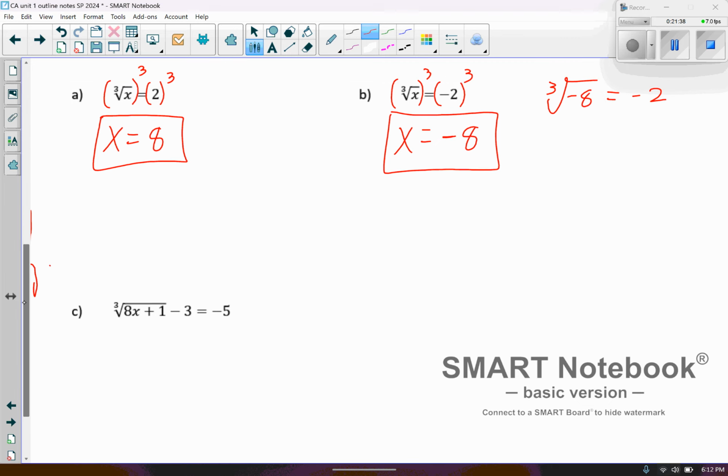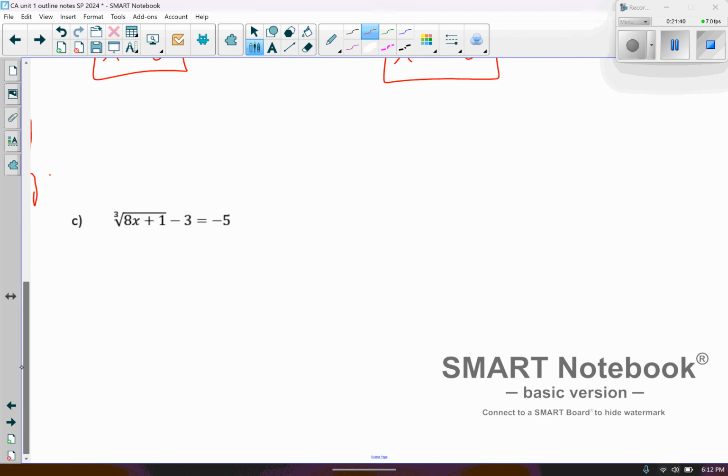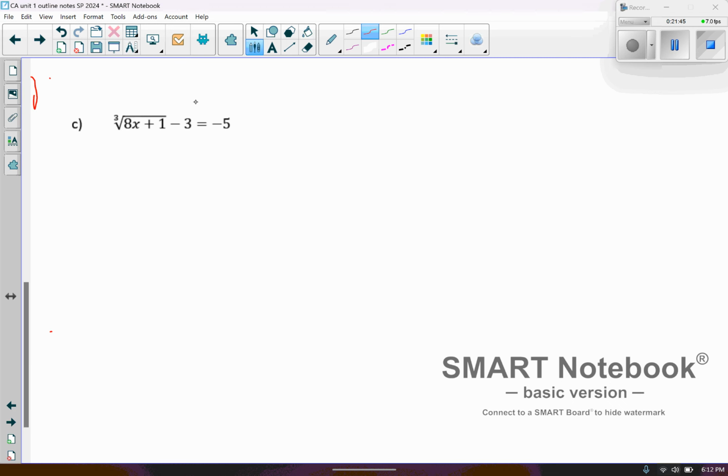Okay, our last example, we actually didn't have to do this on any of the square roots, but you have to isolate the radical. So anything that's not part of the radical, you actually need to move to the other side of the equation. So what I need to do on example C is I need to add 3 to both sides to get started. So then I'm left with the cube root of 8x plus 1 equals negative 2. And so then now I'm ready to cube both sides.